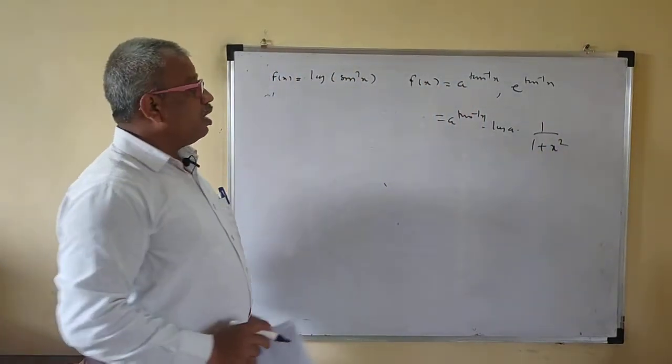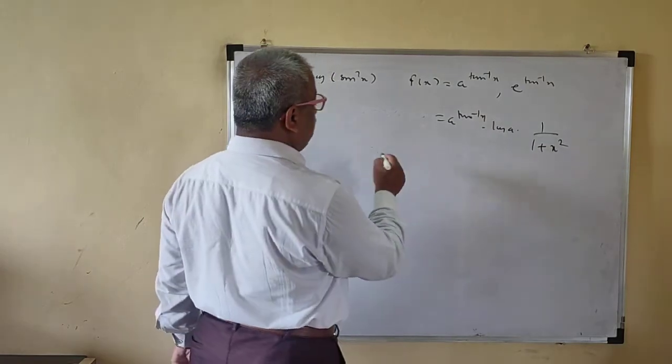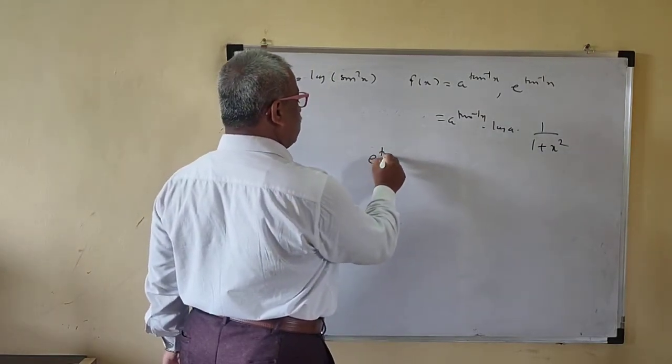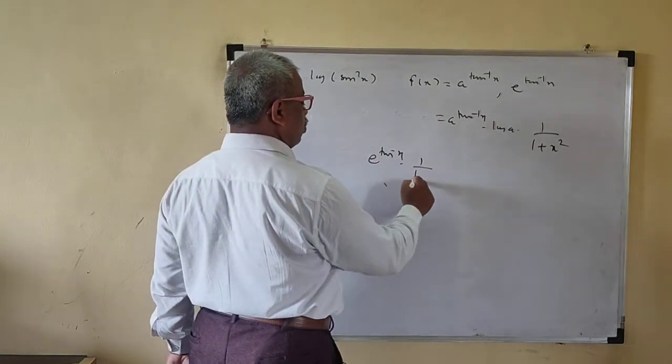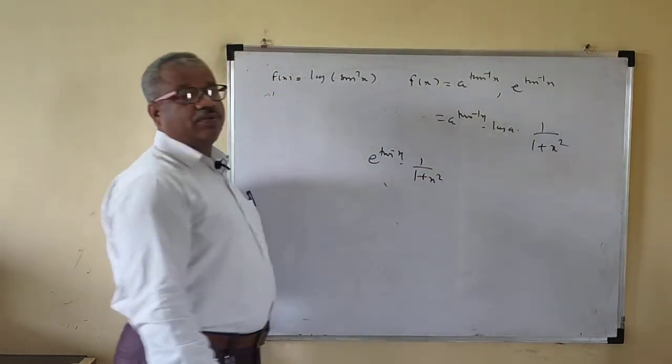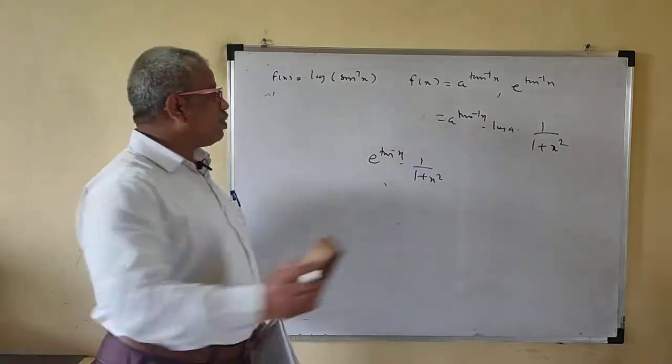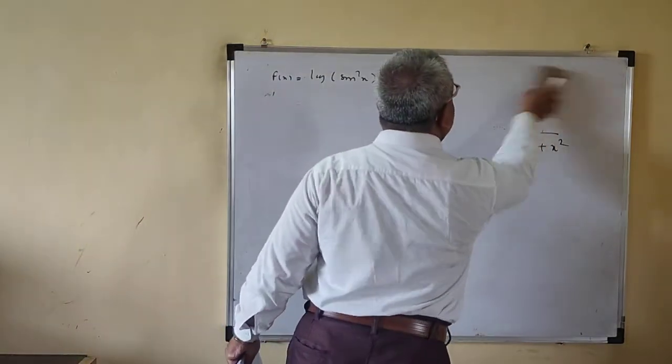Okay, so this will be there. If e raised to tan inverse x is there, then this is e raised to tan inverse x. The derivative of e raised to x is e raised to x, so this is e raised to tan inverse x into 1 upon 1 plus x square. Okay, so note that. Such type of problem may be there.